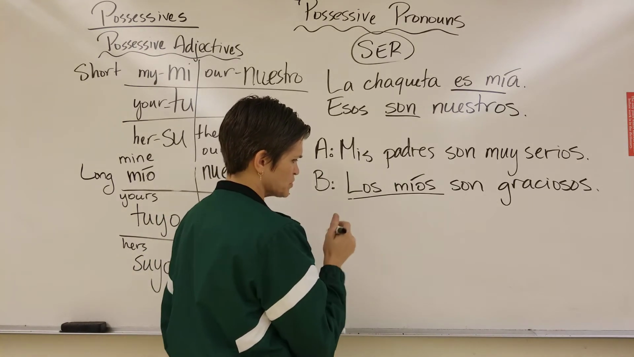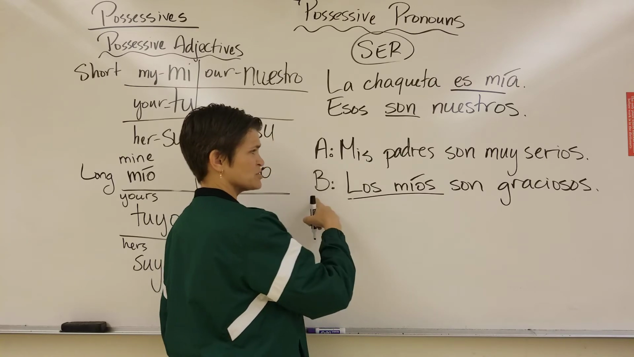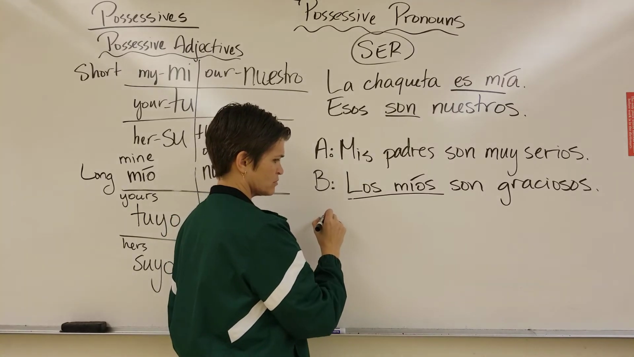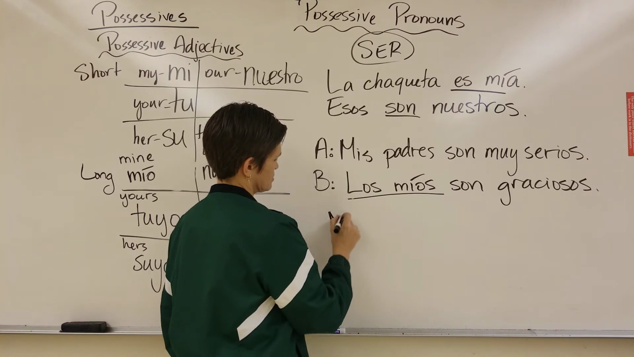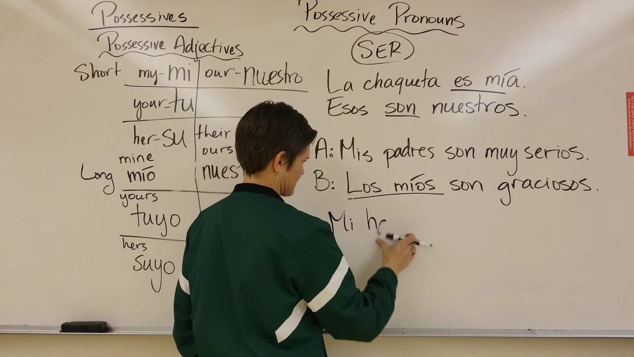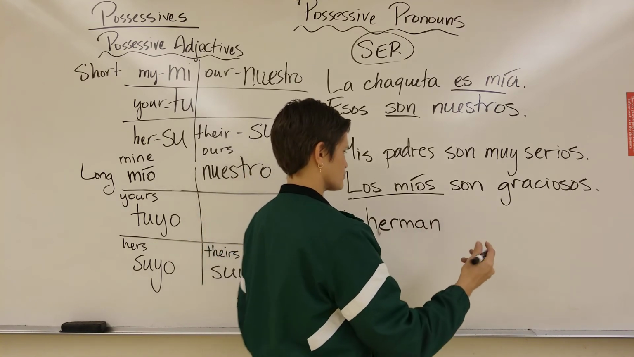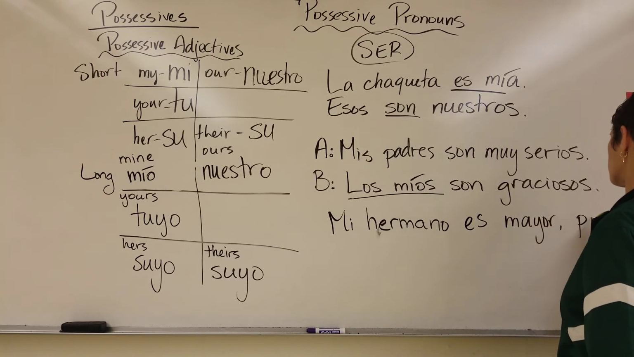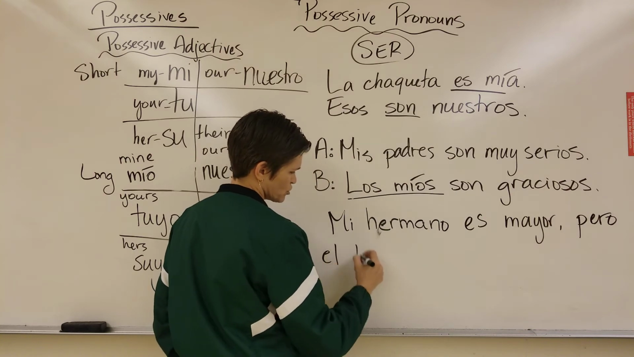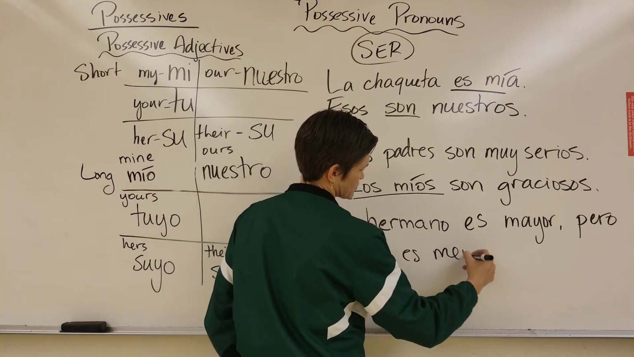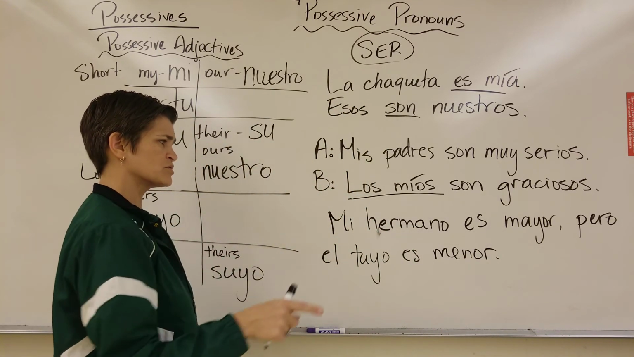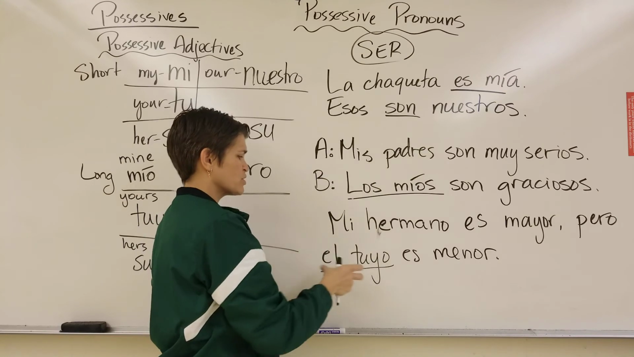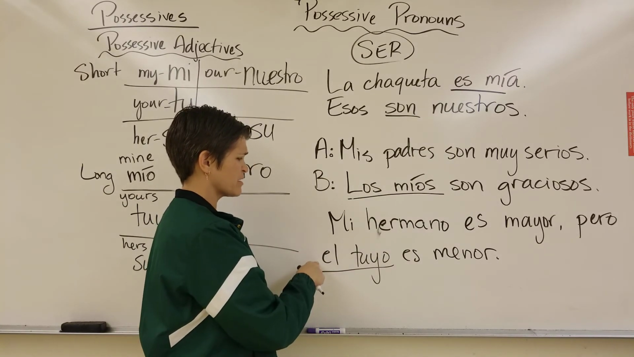Another example of that would be, maybe this person says, well, mi hermano es mayor, pero el tuyo es menor. So my brother's older, but yours is younger. So the word yours, okay, we didn't use the verb ser in front of it like we used to. We're using it as a noun. So you're going to put the article there as well.